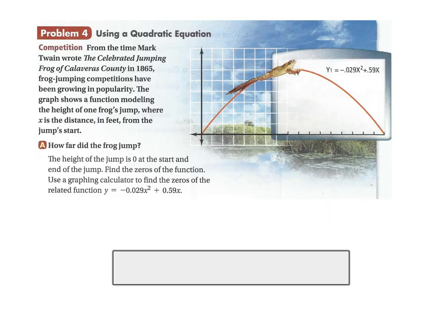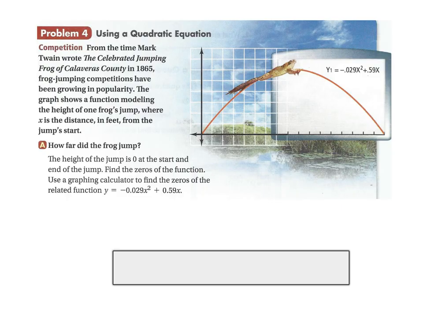Let's go ahead and end this lesson on a little word problem here. This is talking about Mark Twain. Hopefully you guys have heard of that guy before. He's a pretty famous author. He did write this thing about the celebrated jumping frog of Calaveras County, where they had a little fair, I believe, and they won a prize for the frog that jumped the furthest.